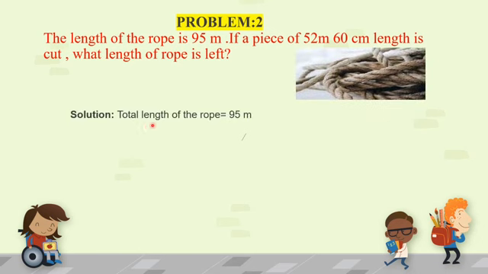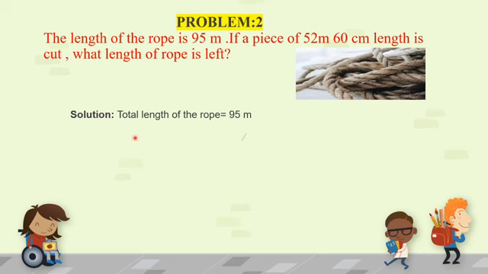Solution. Total length of the rope equals 95 meter. This is what we have come to know. This is the information given in the question, that the length of the rope is 95 meter. That means this is the total length of the rope. Yes, 95 meter. If a piece of 52 meter 60 centimeter length is cut, this is another information.